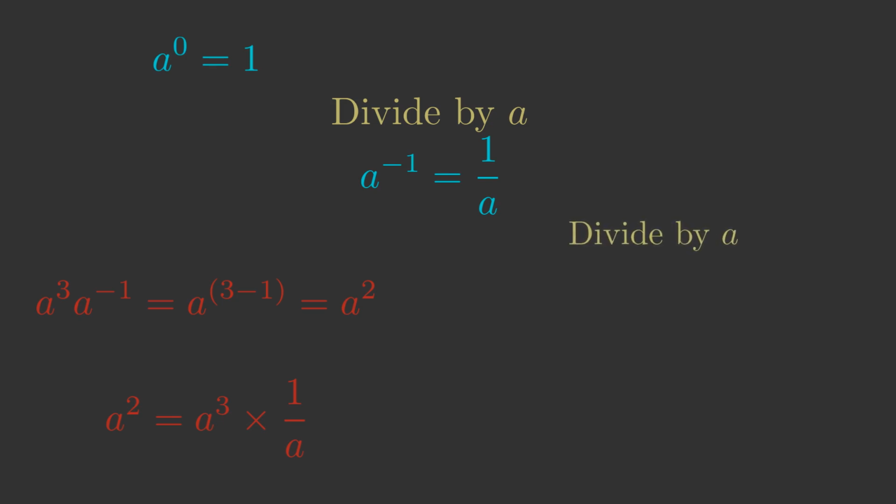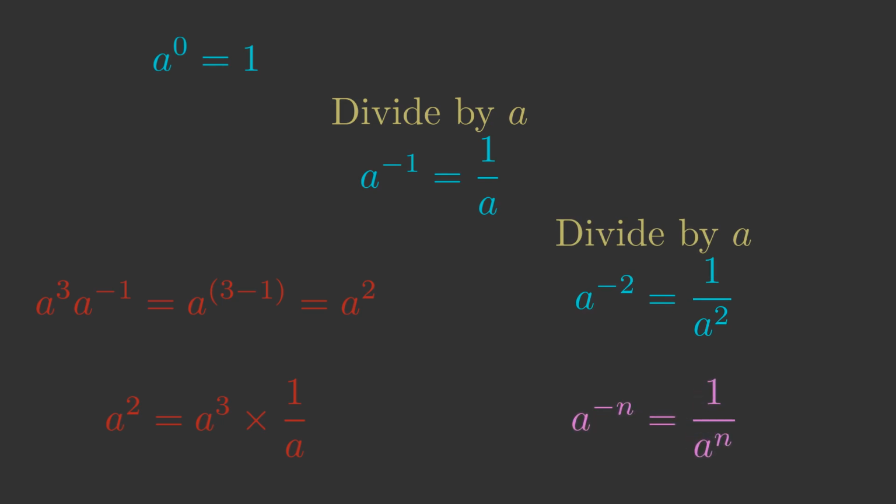If we divide both sides of the equation by a again, this tells us that a to the minus 2 is 1 over a squared. In general, a to the minus n is equal to 1 over a to the n.